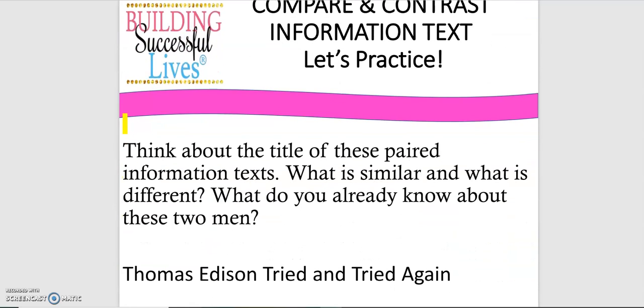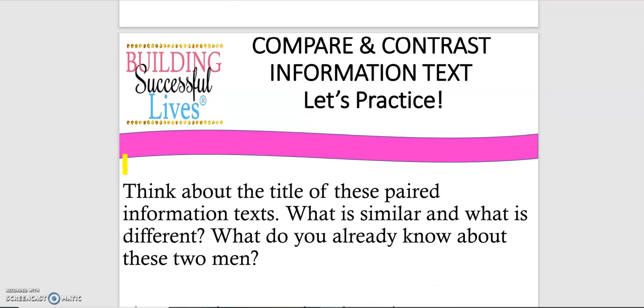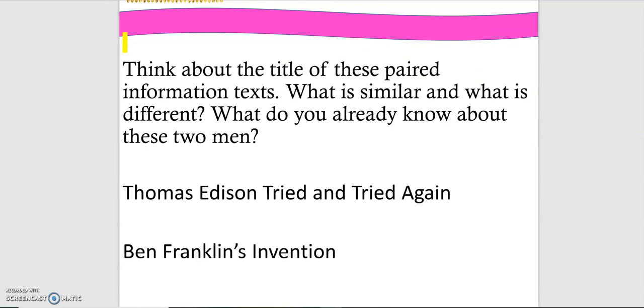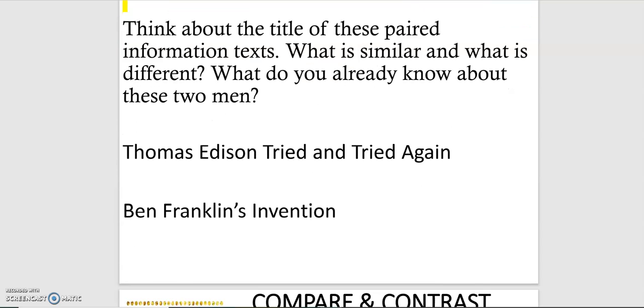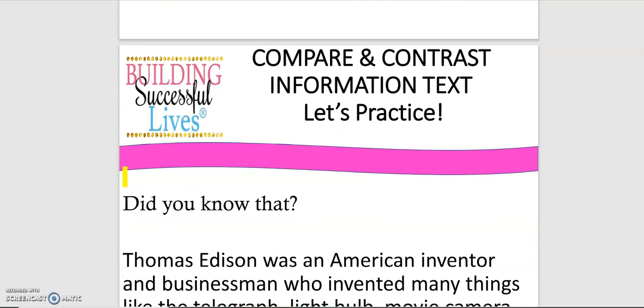Let's compare and contrast some informational text. Think about the title of these paired informational texts, which is true information. What is similar and what is different? What do you already know about these two men? Thomas Edison Tried and Tried Again. Ben Franklin's Invention. Well, I know they're both people, and I think they're both inventors, but they did different things. They invented different things and had different accomplishments. Let's take a look.